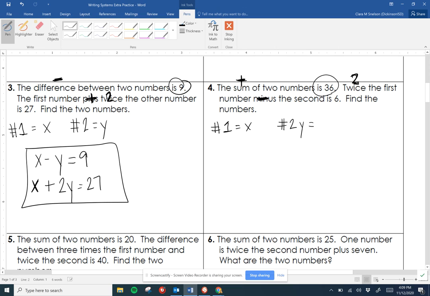Okay. And so we would write that x plus y equals 36, and x minus 2 times the first number, so 2x, minus the first number, so minus y equals 6. So those would be our two equations, okay?